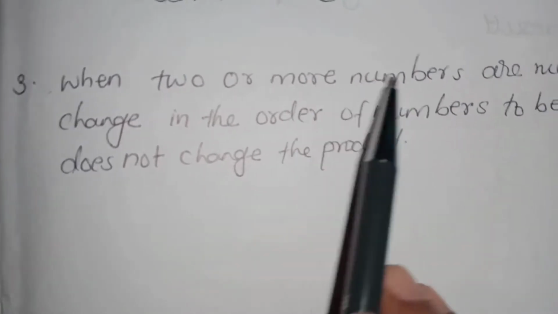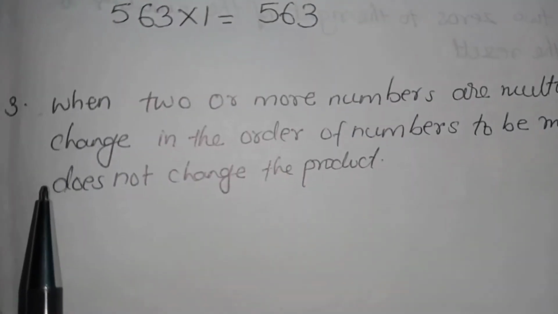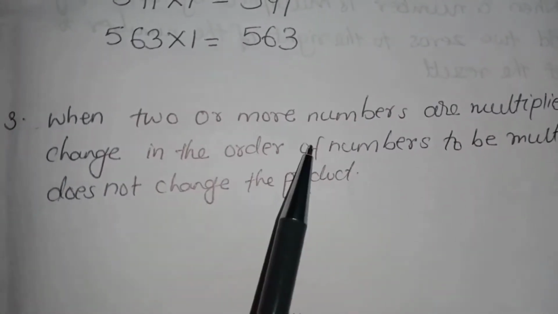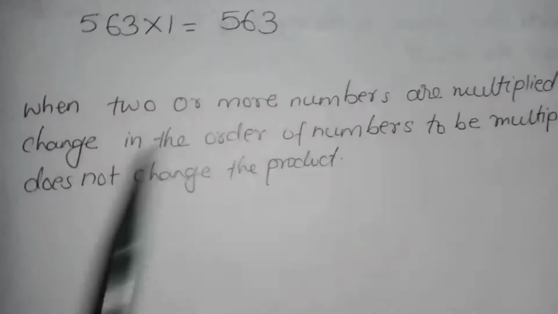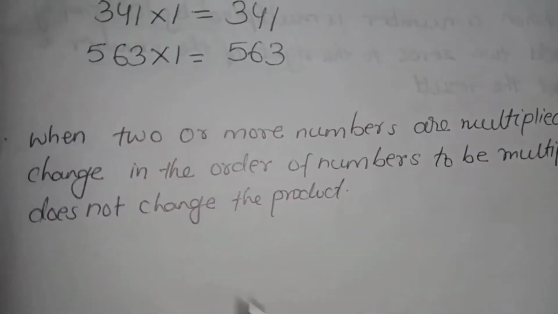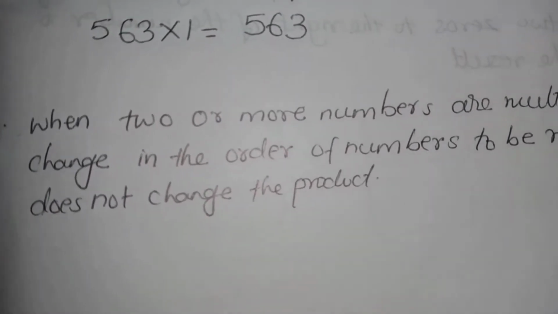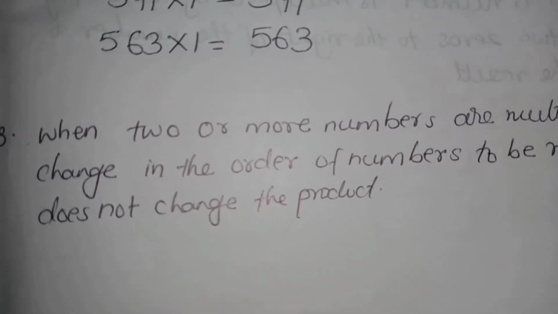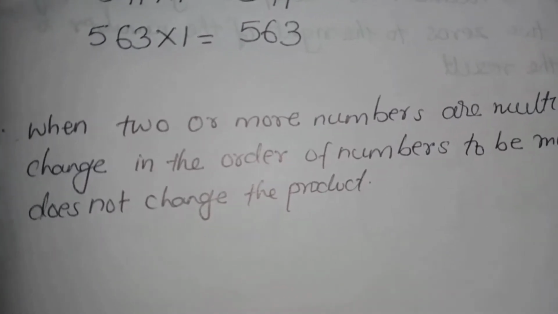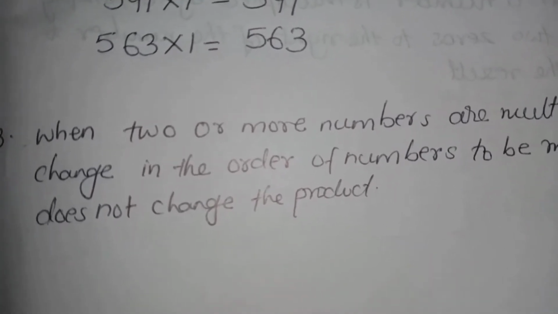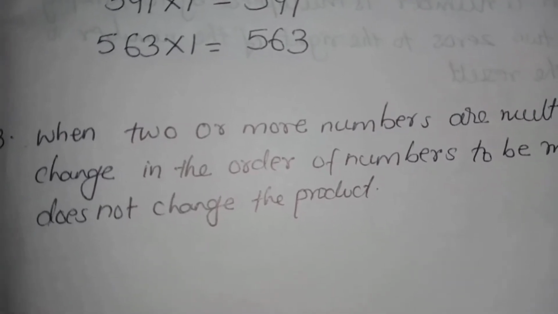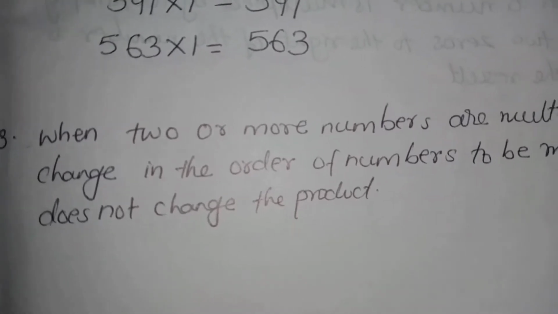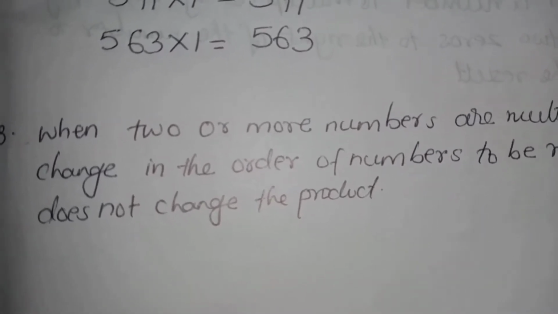When two or more numbers are multiplied, a change in the order of numbers to be multiplied does not change the product. So when we multiply two or more numbers and we change the order of the numbers, the product will not change. Multiplicand will become the multiplier and multiplier will become the multiplicand, but the product will not change.